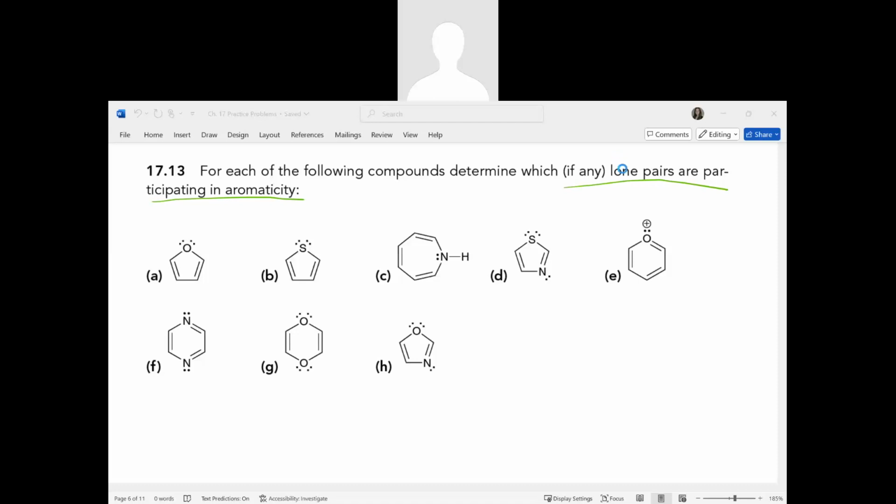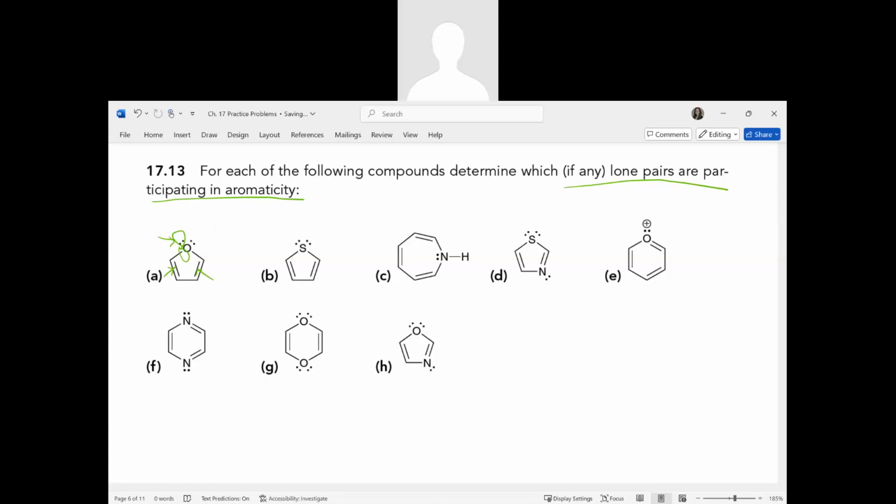For problem 13 in chapter 7, we are asked to take a look at these following compounds and determine which, if any, of the lone pairs are participating in aromaticity. So let's check out compound A here. And we would say that one of these lone pairs would have to occupy a p orbital to consider this an aromatic compound to have 6 pi electrons. So we would have 2, 4, 6 if we have this p orbital with that lone pair there.